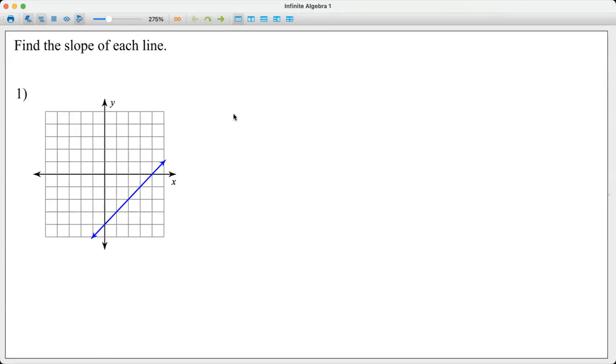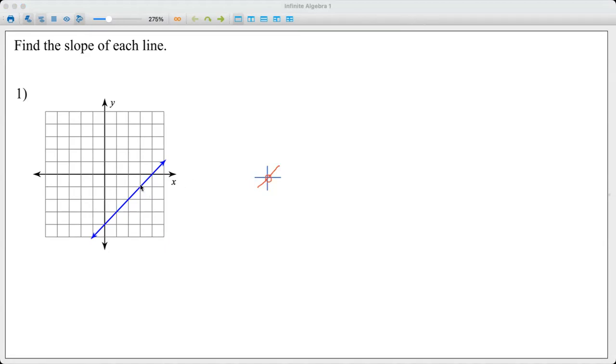So the instructions right here say find the slope of each line. And we're given a graph and no points. So step number one is we need to find 2 points. Now we want to find a point where it crosses the 2 black lines. So for instance, if the line was going through those points, it would look something like that. So this would be a point that we would identify. All right, so let's see if we can find some of those points.